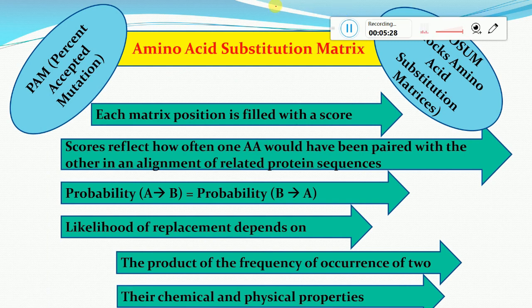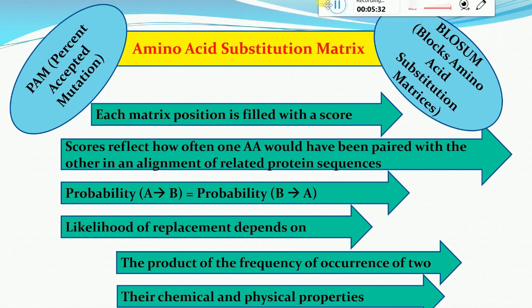There are basically two types of amino acid substitution matrices. One is PAM, another one is BLOSUM. There are different categories of PAM and different categories of BLOSUM. PAM is percent accepted mutation and BLOSUM is block amino acid substitution matrices. So these are a few points about amino acid substitution matrices. Each matrix position is filled with a score.